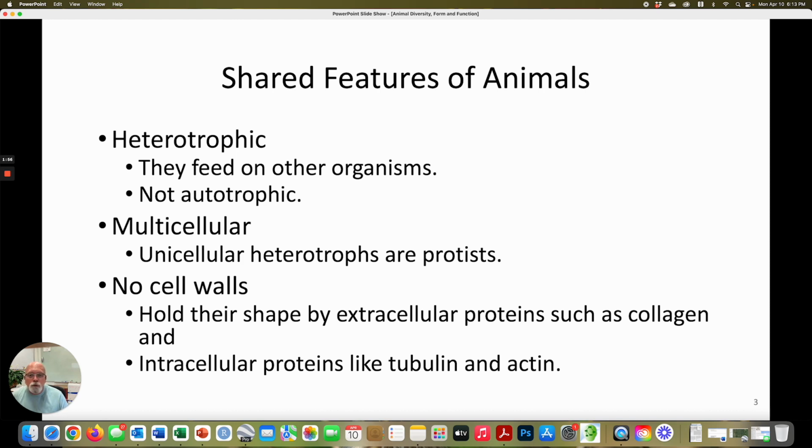The single-celled heterotrophs are the protozoans. They have no cell walls, but animal cells are held together in terms of their shape by, in some cases, extracellular proteins such as collagen and elastin, and then they're also held together by intracellular proteins like tubulin and actin. And these proteins inside the cells basically act like an internal skeletal structure that holds the shape of the cells.